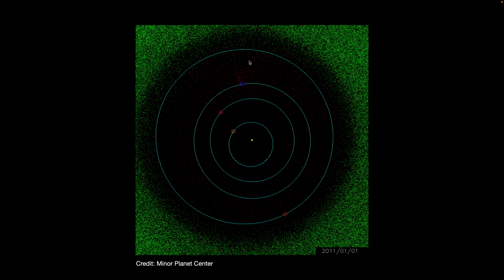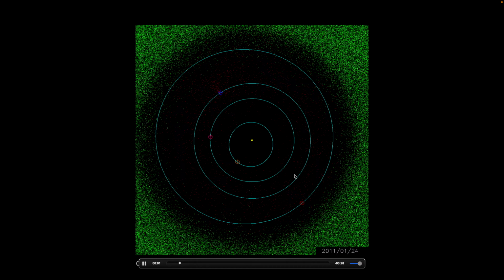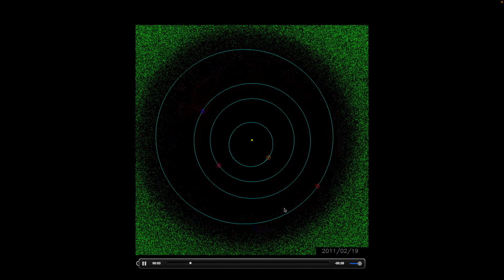And what we see here is, again, the sun. We see here Mercury, Venus, the Earth in blue, and Mars. And each dot here is a known object, an asteroid, NEO, whatsoever. If we play it, you see there is a lot of movement going on.